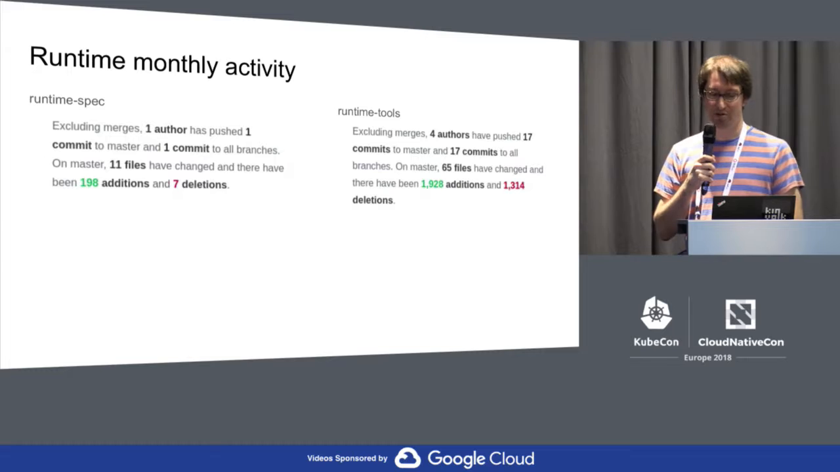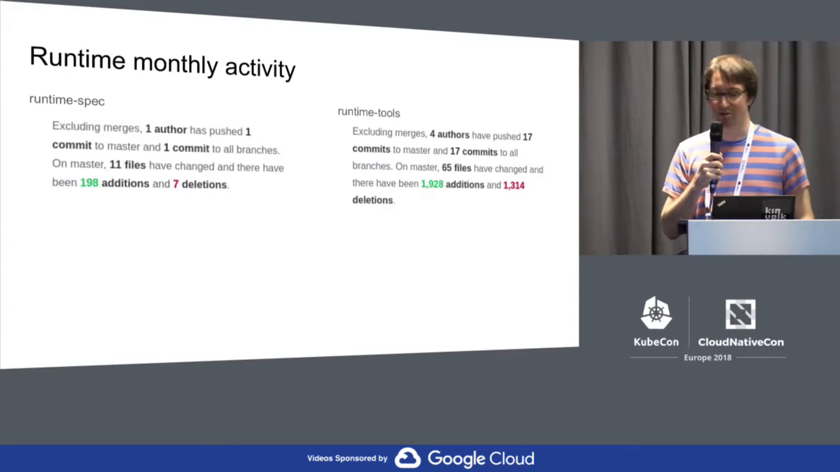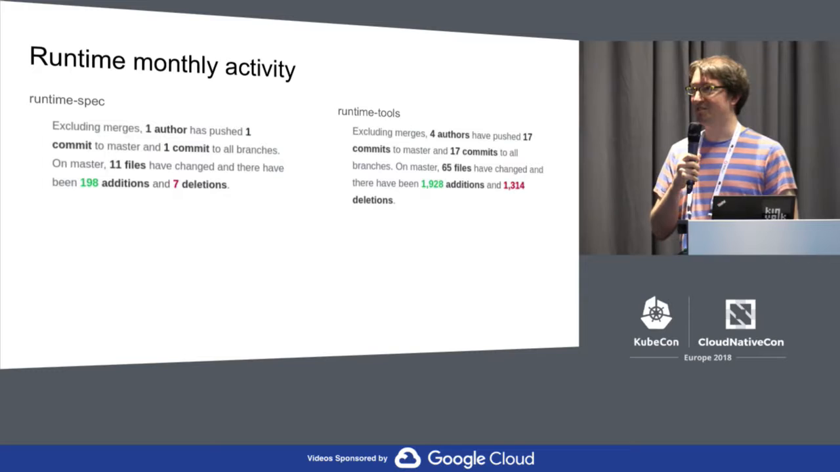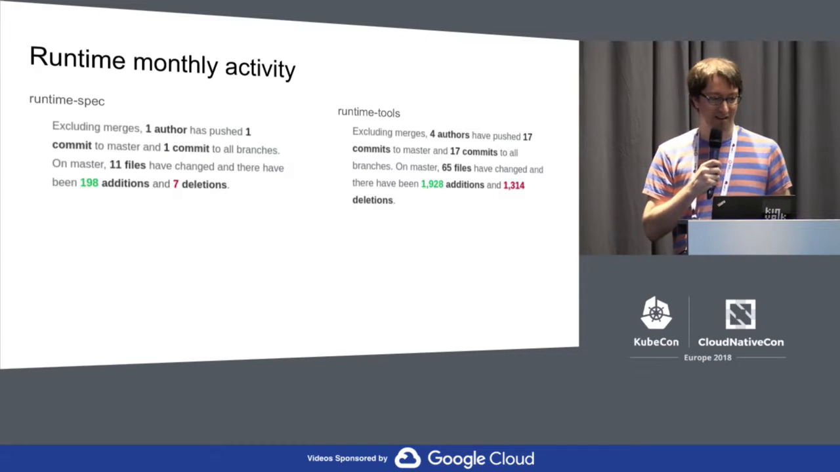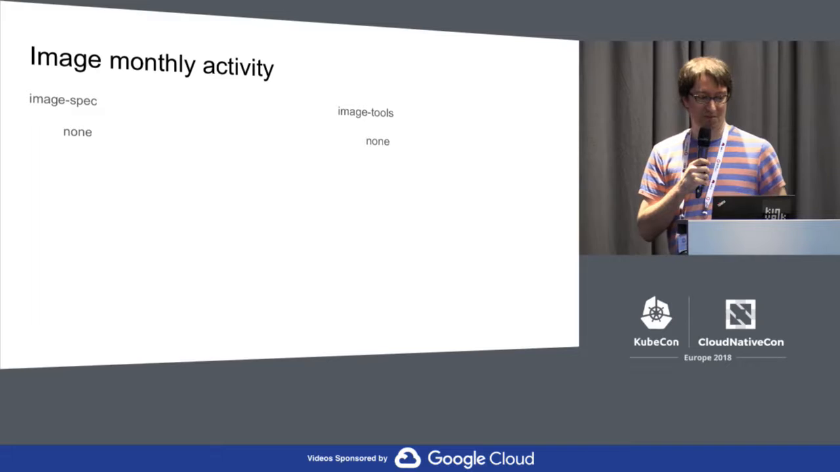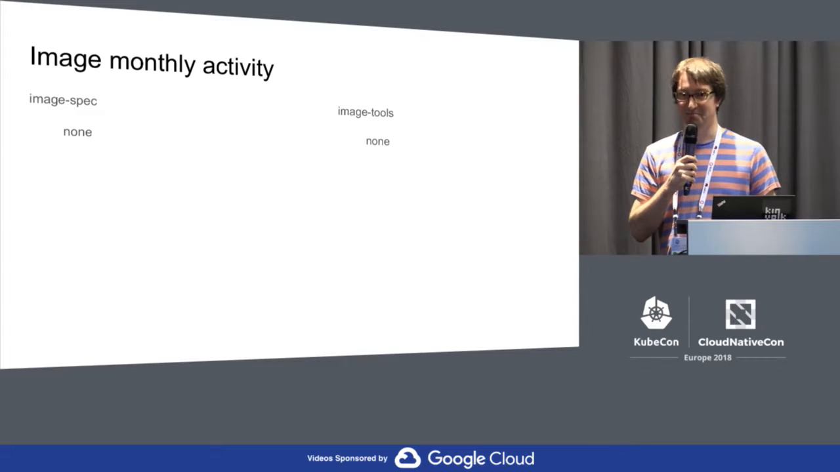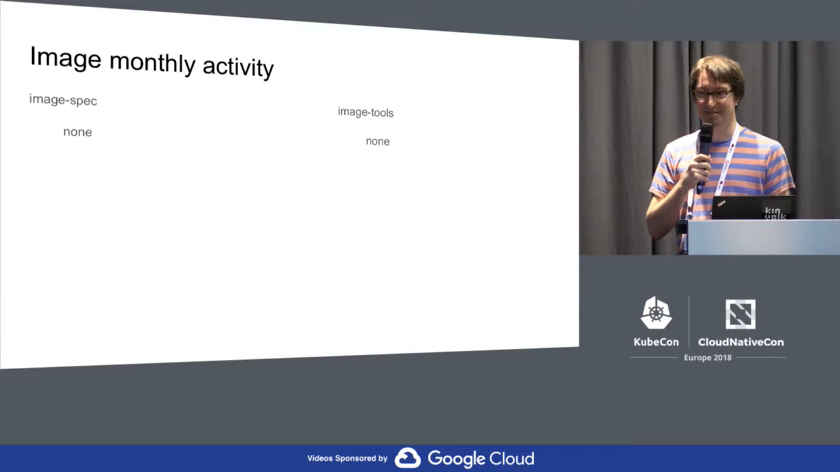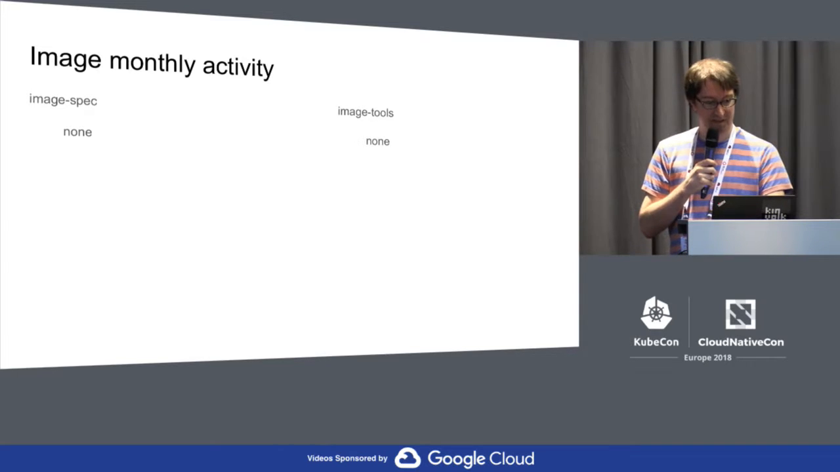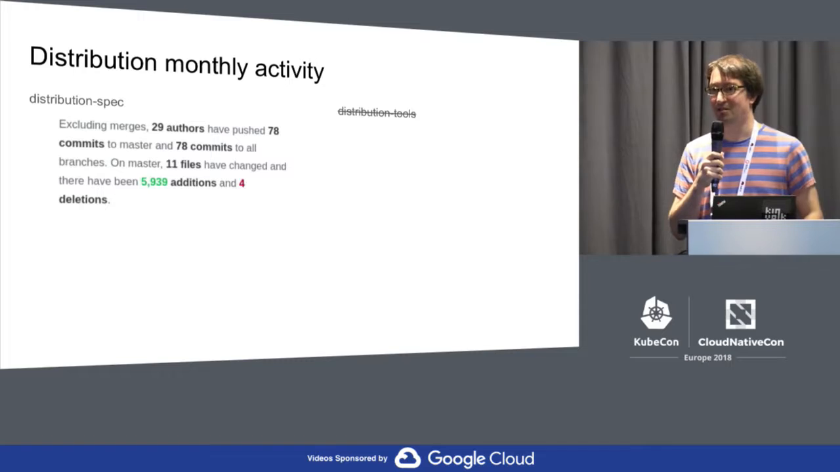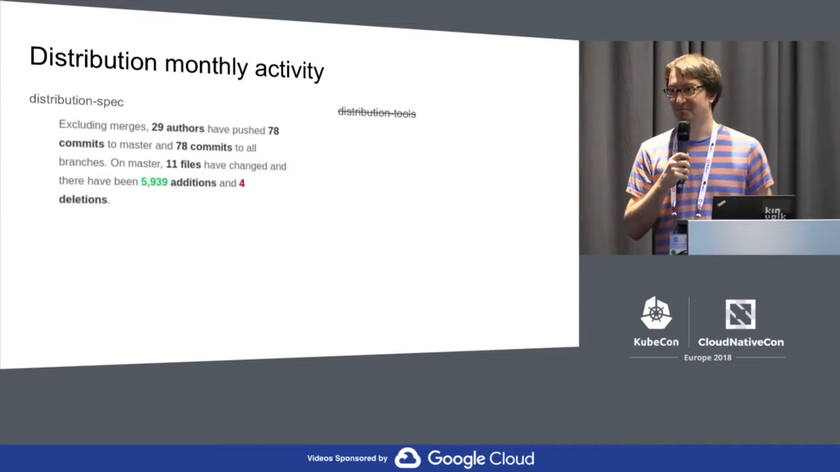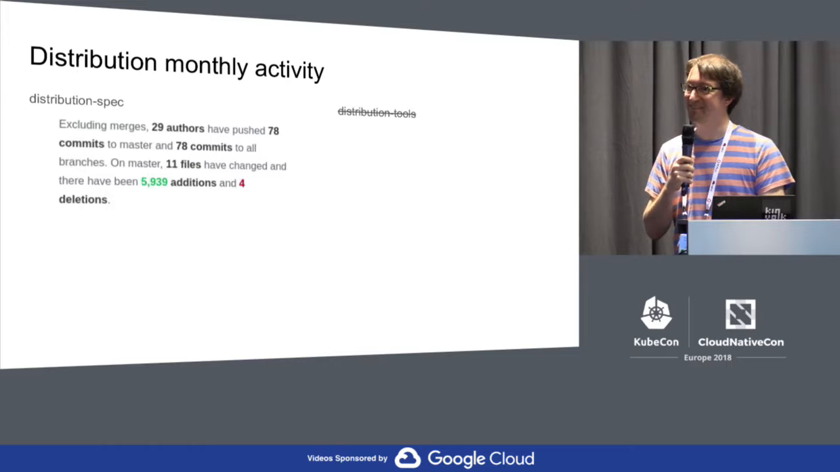So that's just to show a quick view of the progress in the last month. It's a snapshot, a screenshot of the GitHub page. It showed some modification on the spec, and some on the runtime tools as well. And on the image side, well, nothing in the last month that was done previously. And in image-tools, no change either. On the distribution, that's really recent, so that's the initial work.